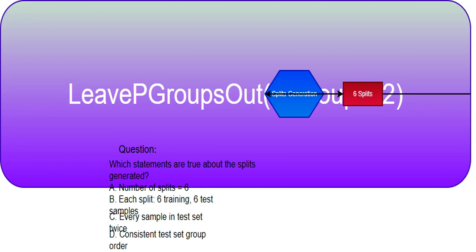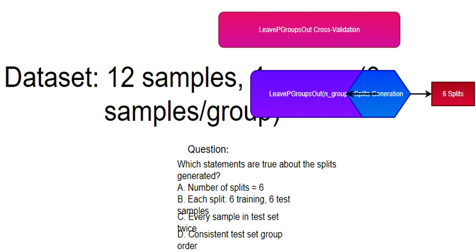"LeavePGroupsOut". The "n_groups equals 2" part tells us that, in each iteration of cross-validation, I'm leaving out 2 entire groups from the model training. Think of it like this: I'm testing the model on 2 groups and training on the remaining 2. I'm using a special type of cross-validation called LeavePGroupsOut. This is perfect for situations where my data is grouped, and I want to make sure samples from the same group are either all used for training or all used for testing. This avoids data leakage and ensures fair evaluation.